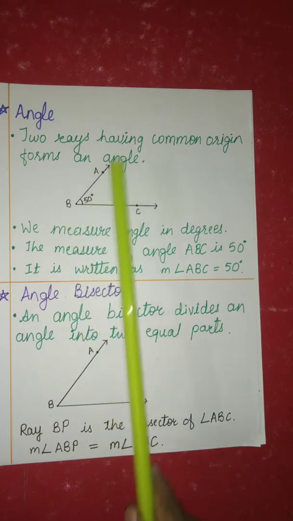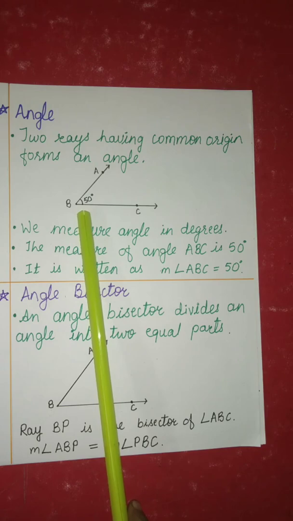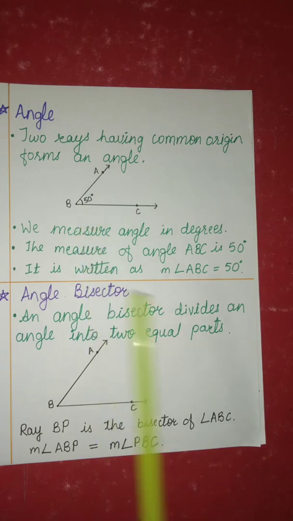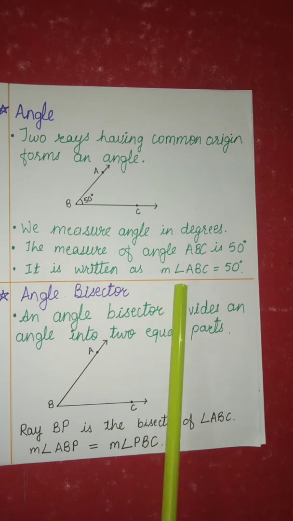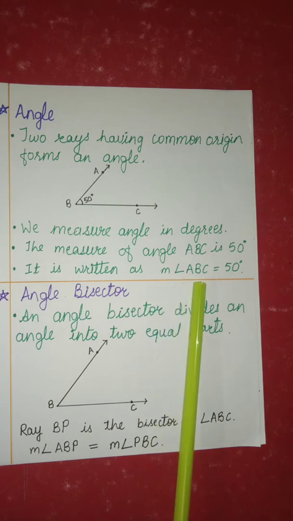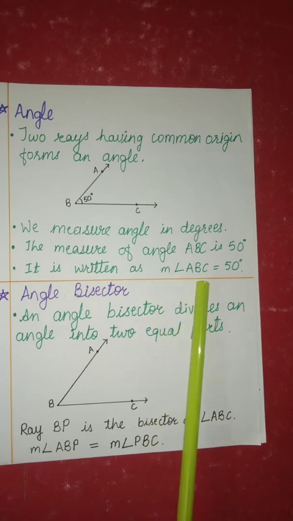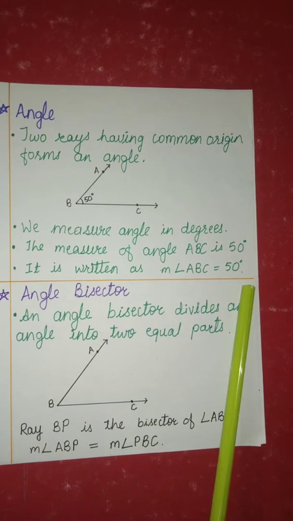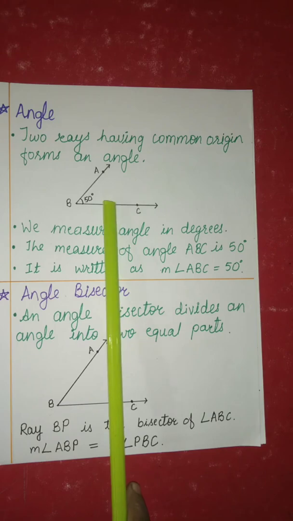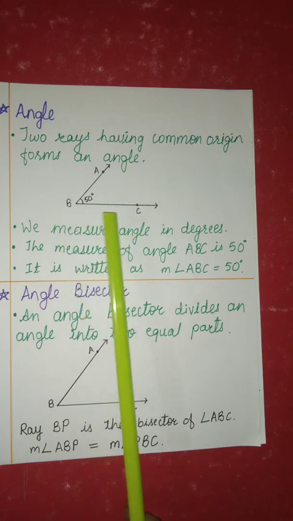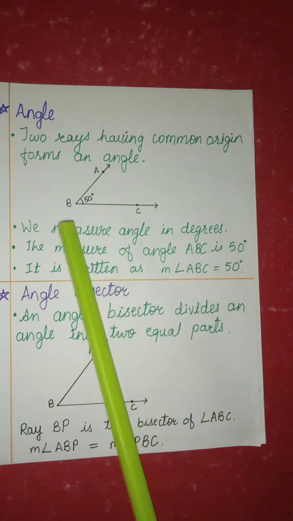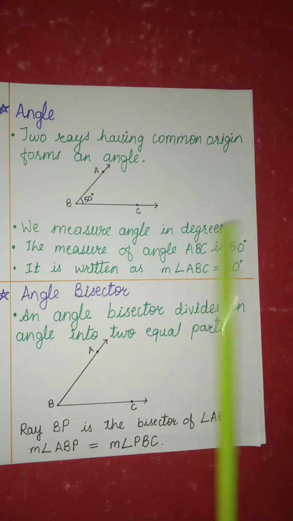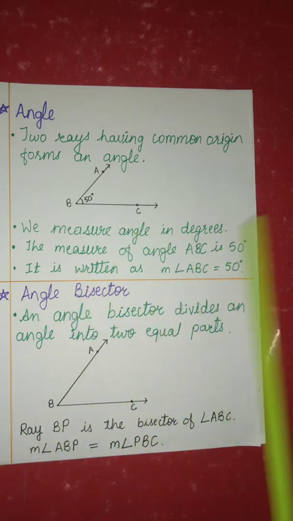Here, if the measure of angle ABC is 50 degrees, we write it in short as measure. Small m is used for measure. The symbol of angle is used, and then the name of the angle is written. Measure angle ABC is 50 degrees. We measure angle in degrees. We know, children, whatever we measure has a unit. Here, the unit of the measure of angle is degree.